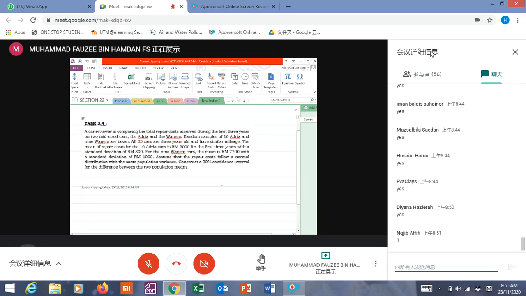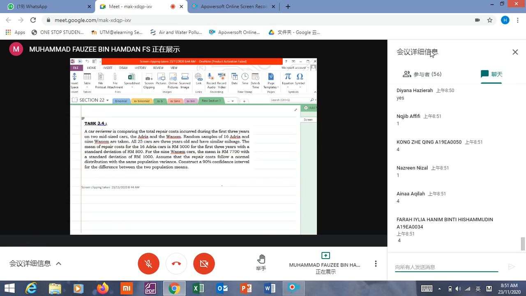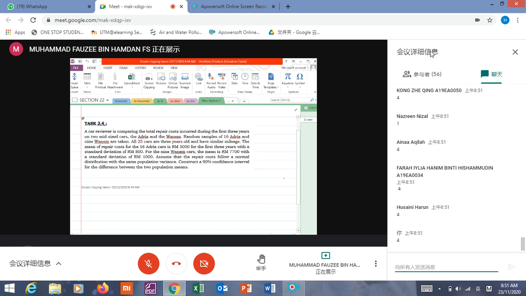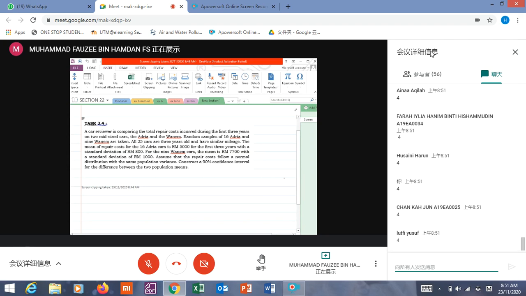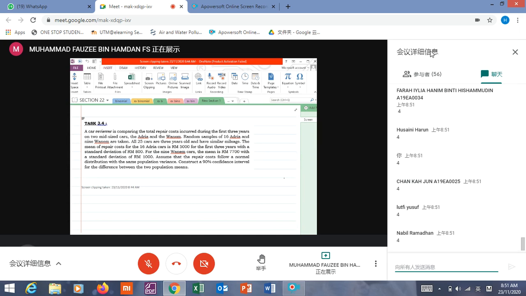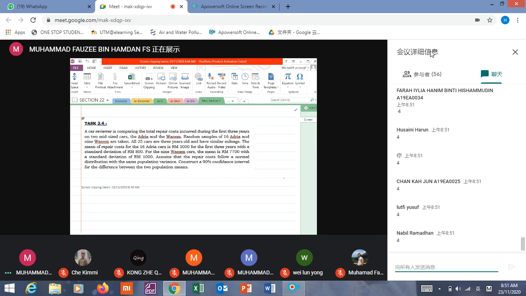Case number one. Najib said case number one. Okay, what about the rest? Kong said case number 4. Nazrin said case number 1. Farah said case number 4. Aina case number 4. Lutfi case number 4. Chan case number 4. Husaini Nabil said case number 4. Ang said case number 4.